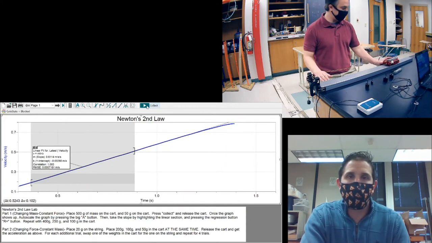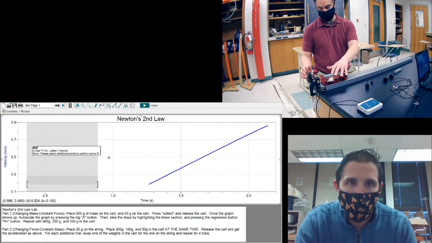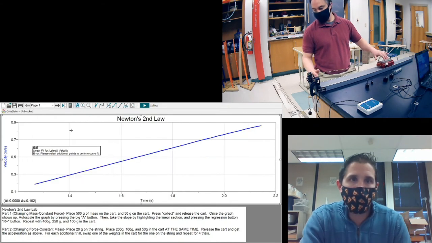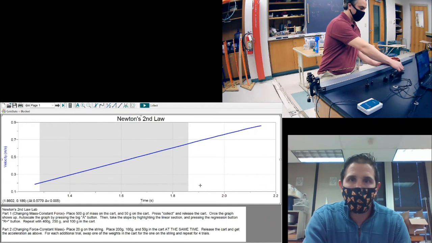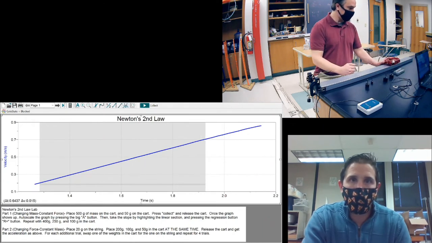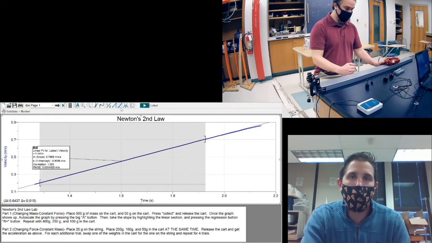Now we're going to do 250 grams in the cart. This is trial number 3, 250 grams. Ready, set, go. Okay. For this one, scale the graph and take the slope. Got 0.7868 meters per second squared.